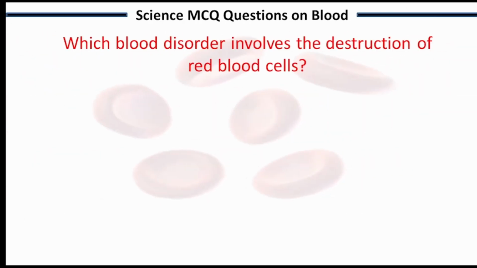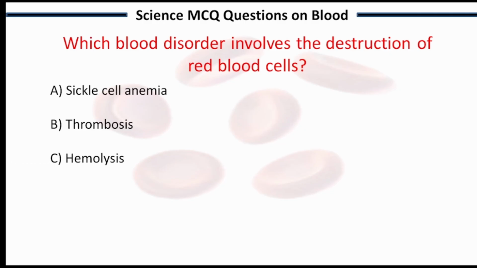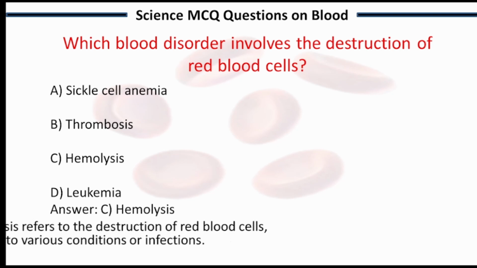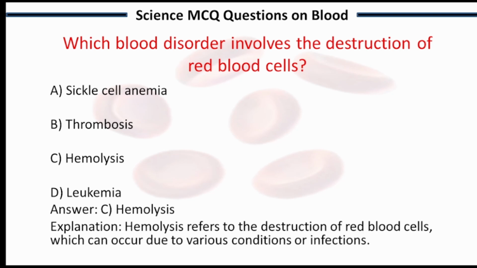Which blood disorder involves the destruction of red blood cells? A. Sickle cell anemia, B. Thrombosis, C. Hemolysis, D. Leukemia. Right answer is hemolysis. Hemolysis refers to the destruction of red blood cells, which can occur due to various conditions or infections.